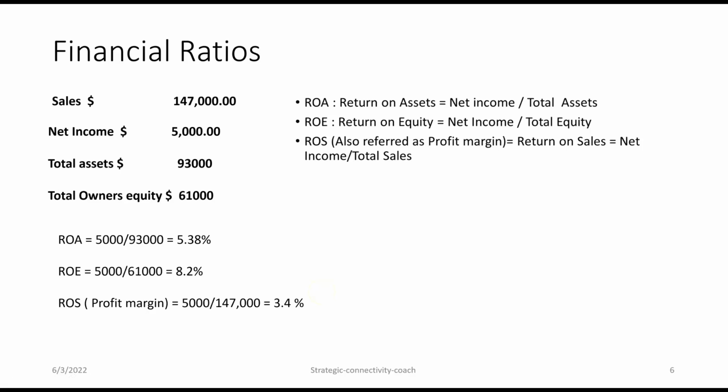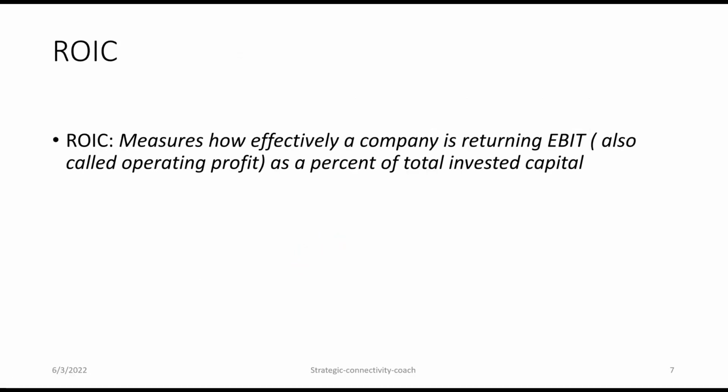So ROIC provides a little bit more operational knowledge that can help us. Let's look at that. The ROIC measures how effectively the company is returning the EBIT, also called operating profit, as a percent of total invested capital. The company borrows money, or the company has investors investing money. Now the management team is taking that money and investing in the assets. Assets could be buildings, equipment, inventory, and those things are then used to generate profit and cash flow. So the question is how effectively it is being managed.